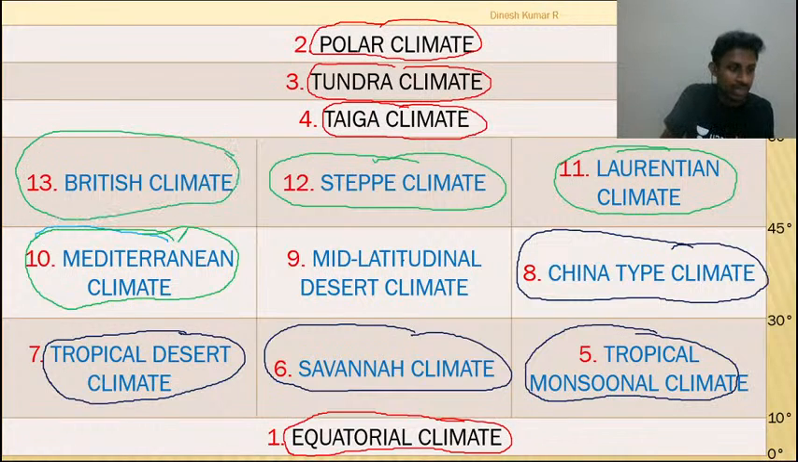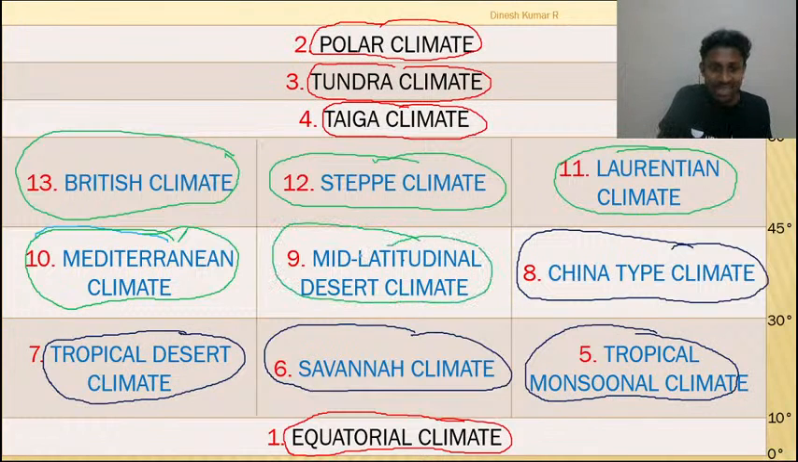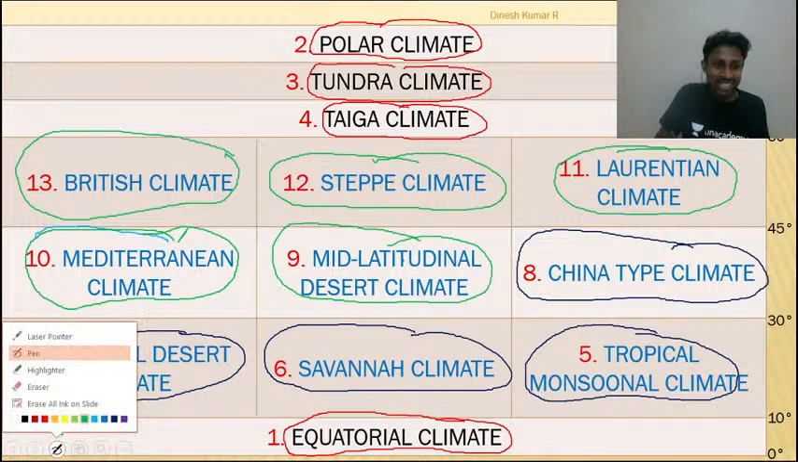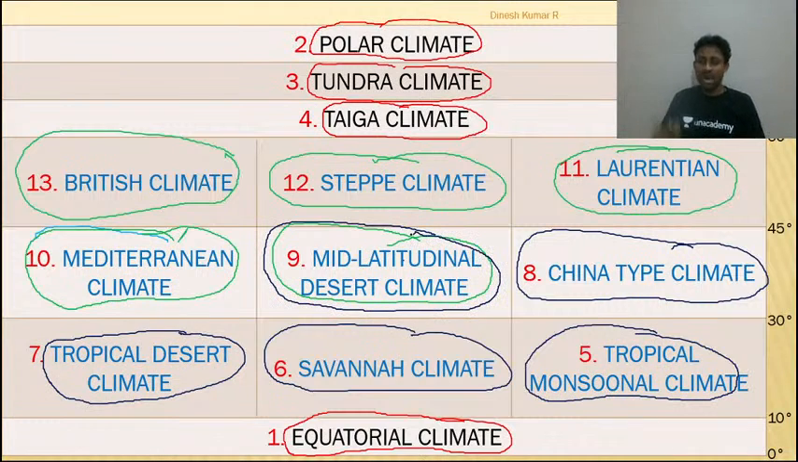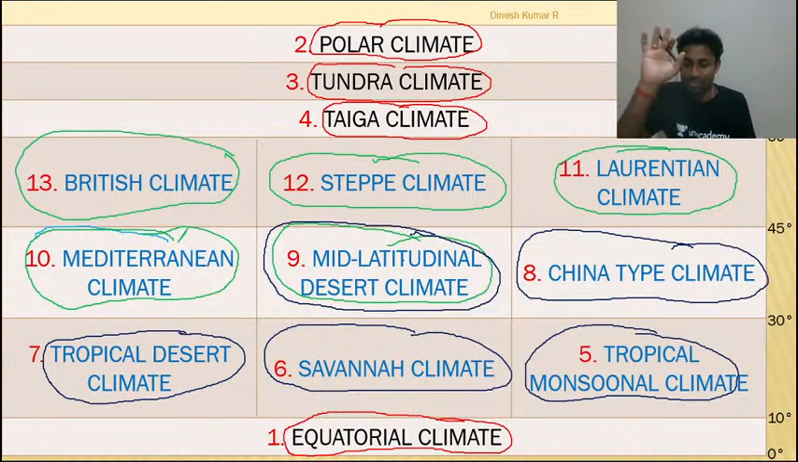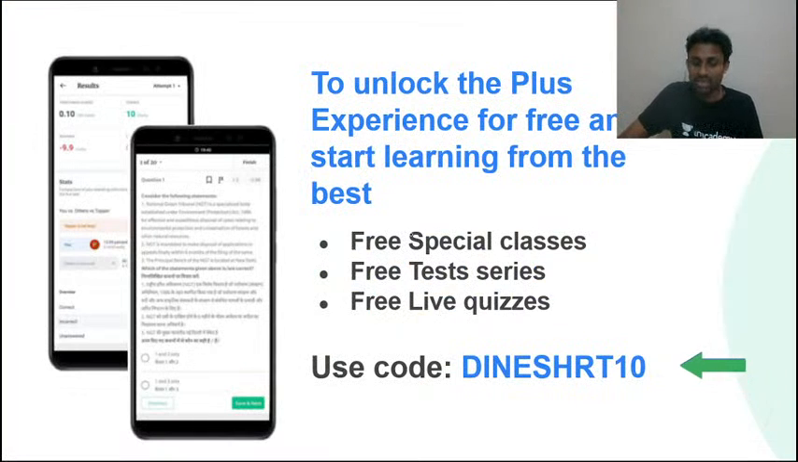Now what can I tell about 9? 9 is both westerly regulated as well as, can I say, you have the effect of this trade wind also. So it is regulated by both. I hope things are very much clear how these different types of climatic belts are formed. If this is clear, the understanding becomes very much easy. So what is that understanding?